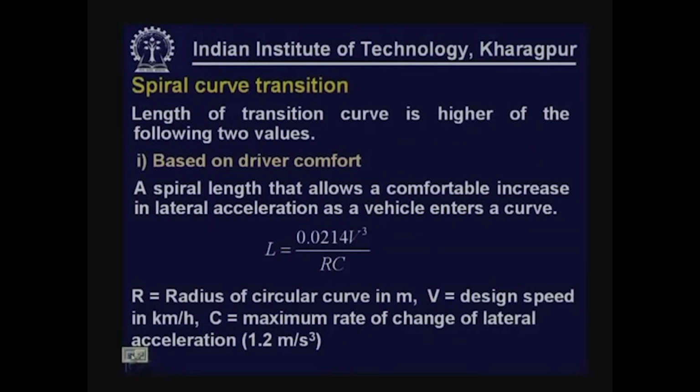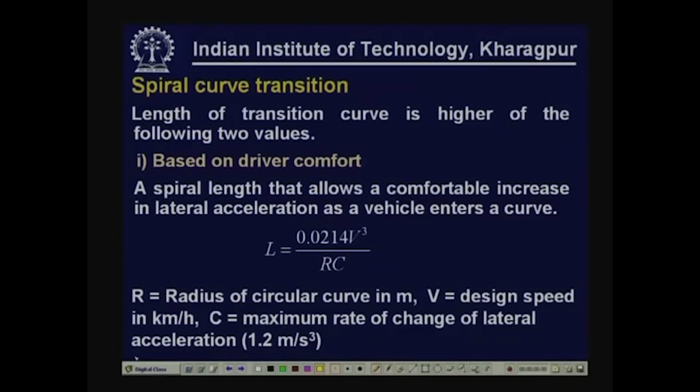In spiral curve transition, two aspects are generally considered, and whatever lengths are calculated based on the two different aspects, the larger value is accepted as the minimum required length of the spiral curve. The first criterion is based on driver comfort, and the second one is based on the lateral shift.